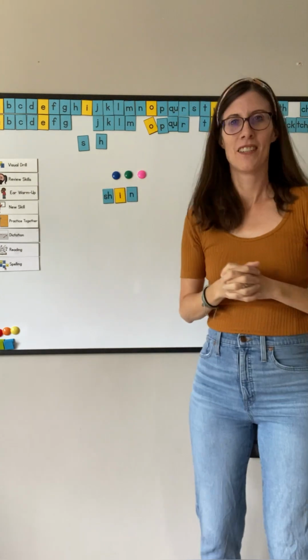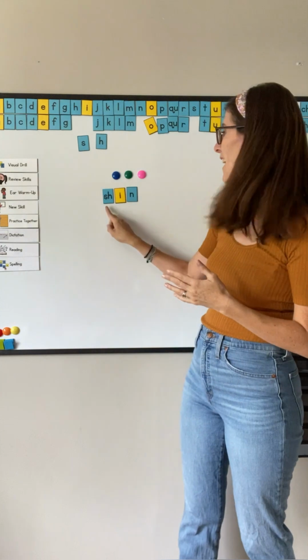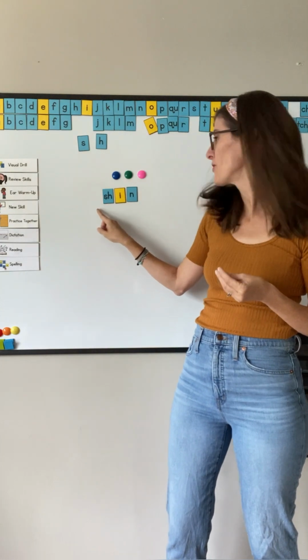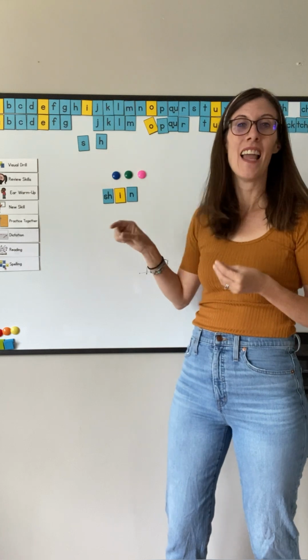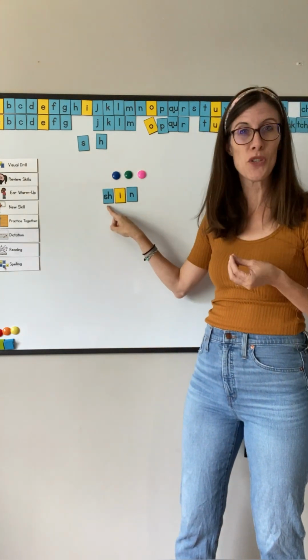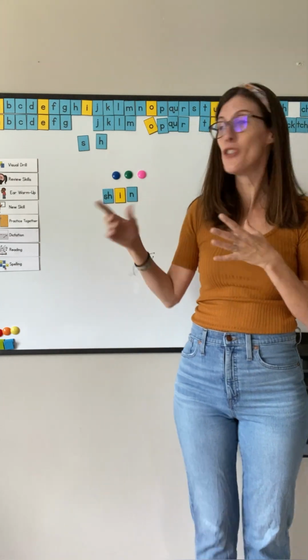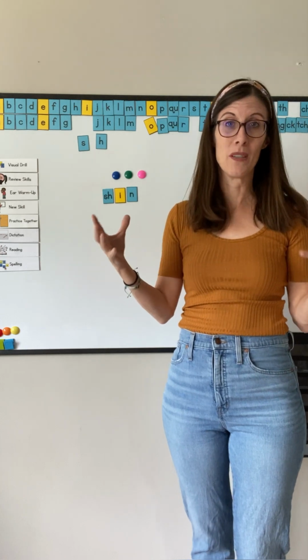All right. So at this point, I'm going to first model by saying, I remember that SH, when it's right next to each other, no longer says S. It's probably going to spell sh. What sound is this? Sh. And then I'm going to model reading the word. Again, it's not that different. It's a new grapheme, but being able to read words with three sounds is not new to them.